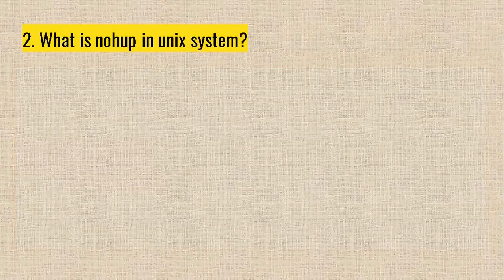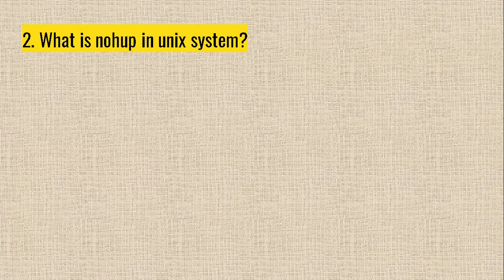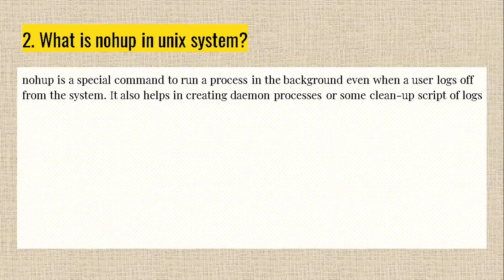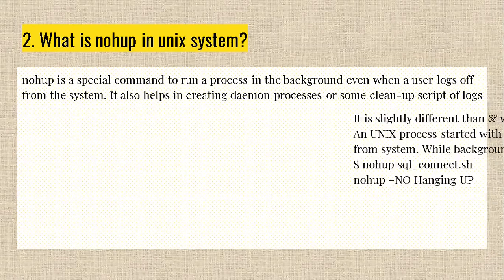The next question they will ask is: what is nohup in the Unix operating system? What are the features of nohup? nohup is a special command that is used to run a process in the background, even after the user logs off from the system. It also helps in creating daemon processes or cleanup scripts for logs.